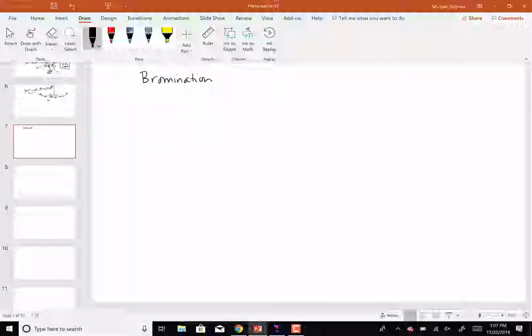And so for bromination, what we're going to do is take a double bond and treat it with Br2. So we're going to have two Brs that we're going to add across the double bond. So question number one, what gets added across the double bond? Two Brs.